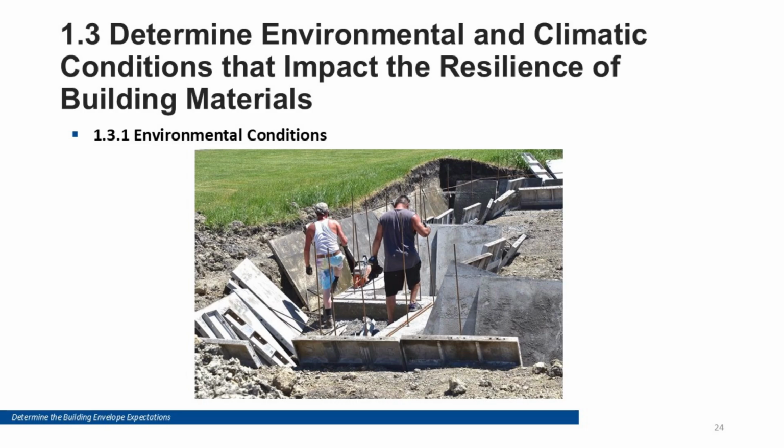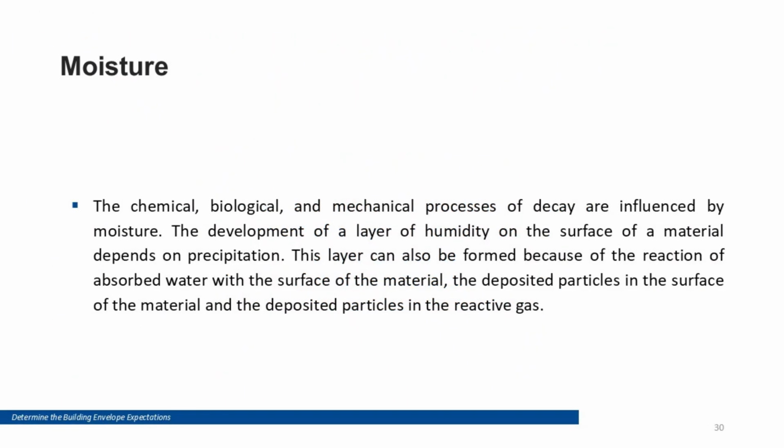Determine environmental and climatic conditions that impact the resilience of building materials. Local environment and climate affect how materials perform over time. Moisture, temperature swings, solar exposure, wind, and pollutants can break down seals, finishes and junctions. When durability fails, energy efficiency drops too, through air leaks, wet insulation and degraded building fabric.